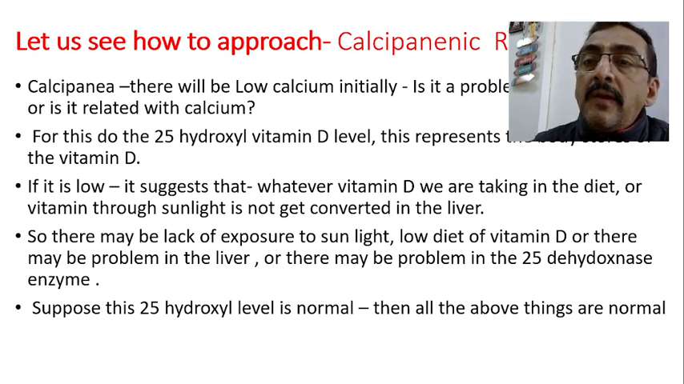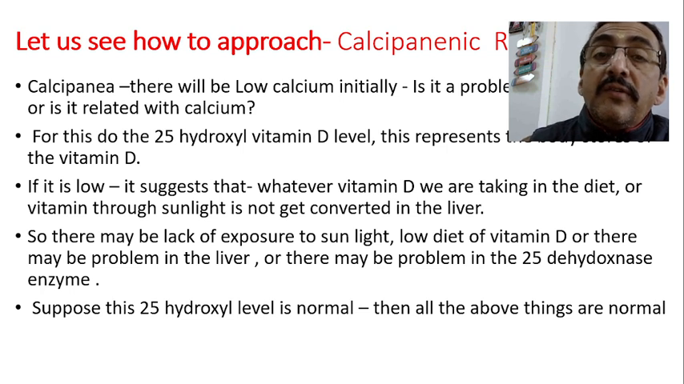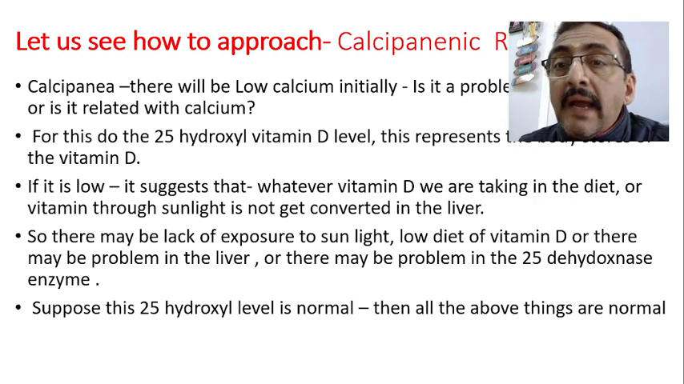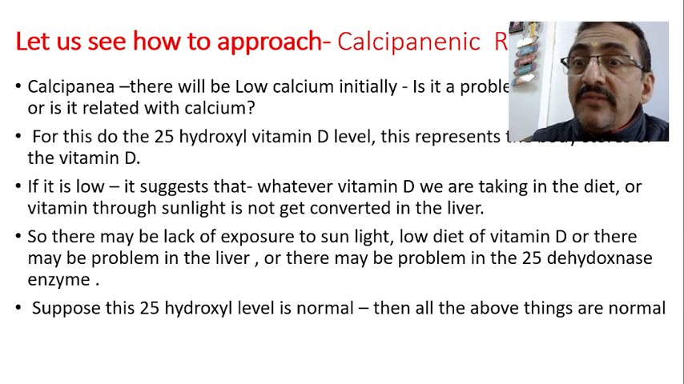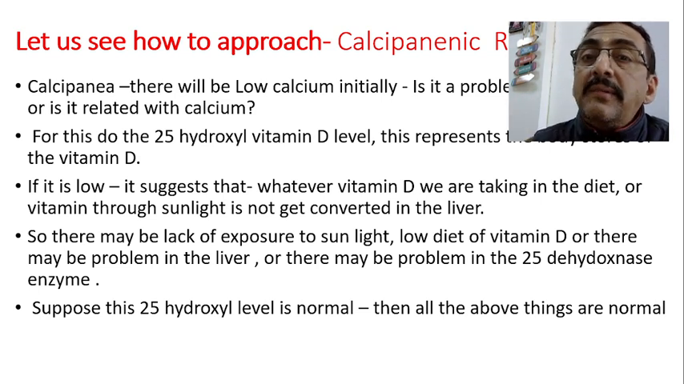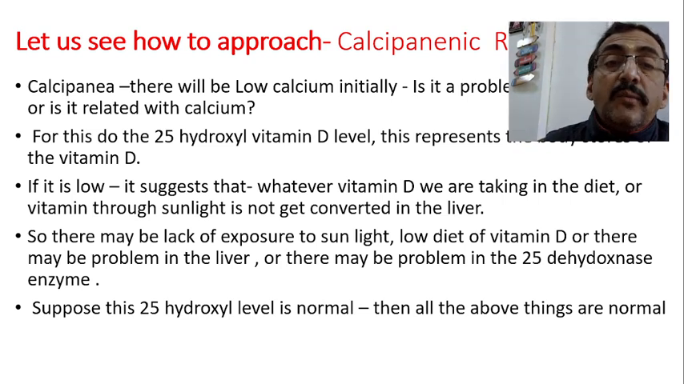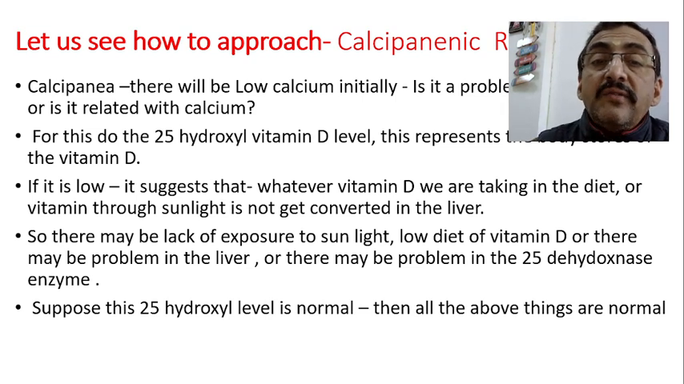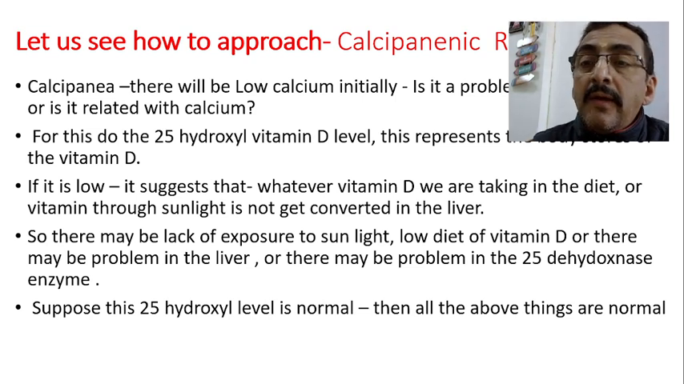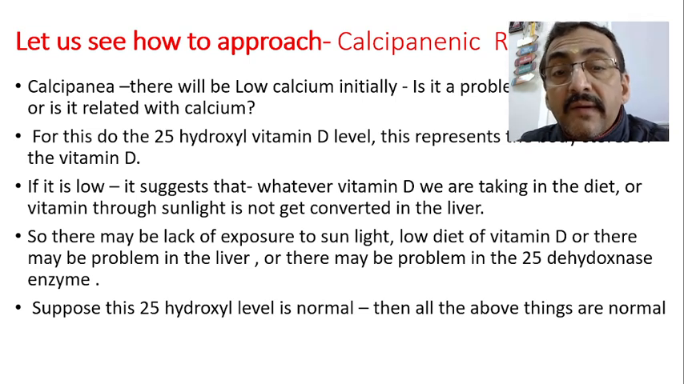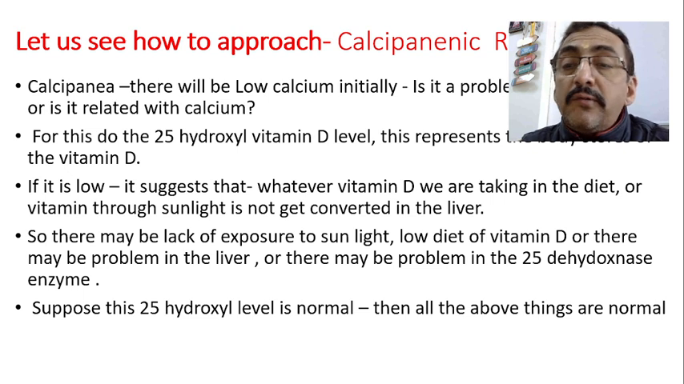For this, again, we have to go for the 25 hydroxy vitamin D level. This represents the body stores of vitamin D. If this 25 hydroxy vitamin D is normal, then definitely it is a calcium deficiency leading to calcipenic rickets. Now, if it is low, it suggests that whatever vitamin D we are taking in the diet or through sunlight is not getting converted in the liver. So there may be lack of exposure to sunlight, low dietary vitamin D, or there may be a problem in the liver, a problem in the 25-hydroxylase enzyme.